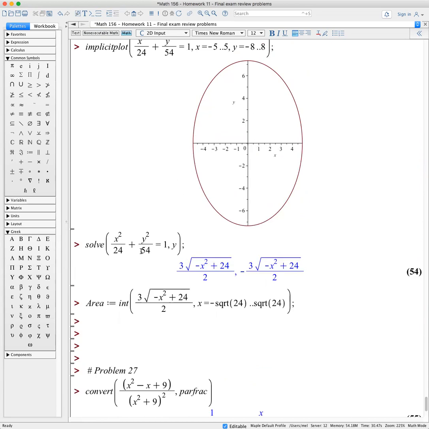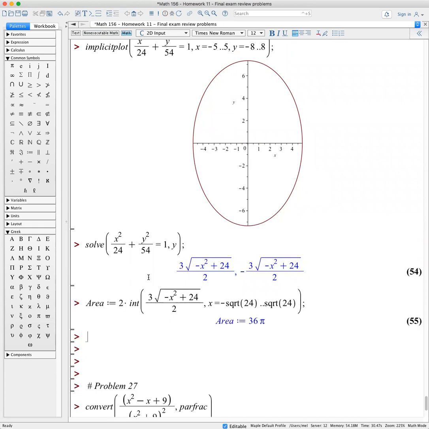That's just half the area of the ellipse. So I multiply it by 2, and I should get the area of the entire ellipse, which is, very beautifully, 36 pi. Yeah, that's what it is.